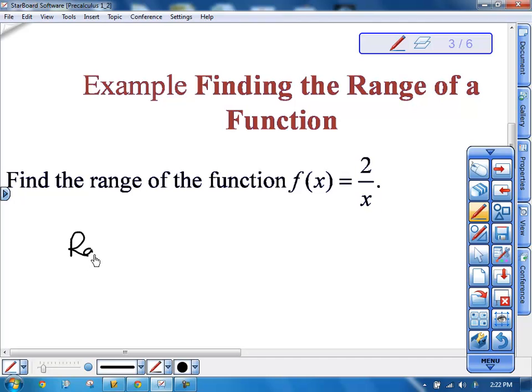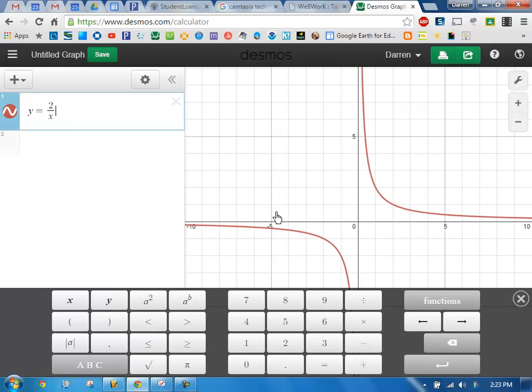It doesn't ask for that. It asks for the range, though. Now, I typically graph these functions when I'm looking for the range. Now, this function happens to look like this. It's a hyperbola. You can graph it in Desmos if you want. So you can see that this is what 2 over x looks like. It's a hyperbola. And we're asked for the range.